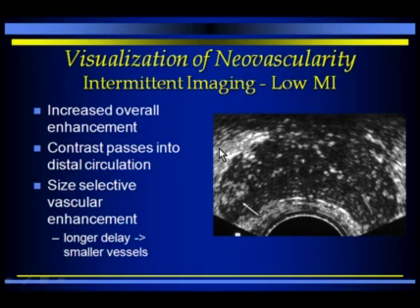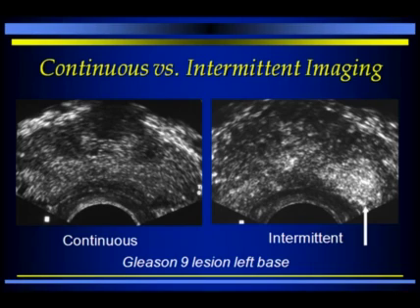Turns out that as you do intermittent imaging, the longer your delay between the scans, the more you're allowing contrast to get into smaller vessels. So you have somewhat of a size-selective type of vascular imaging of the distal circulation. But here is an example of the distinction that one might see between continuous imaging of contrast, where you're only seeing it in the large vessels, and you're actually seeing nothing in the prostate, to intermittent imaging of the same patient, where with a 3 or 4 second interscan delay, you're now seeing an area which is very, very brightly enhancing. And this turns out to be a Gleason 9 lesion in the left base of the prostate.